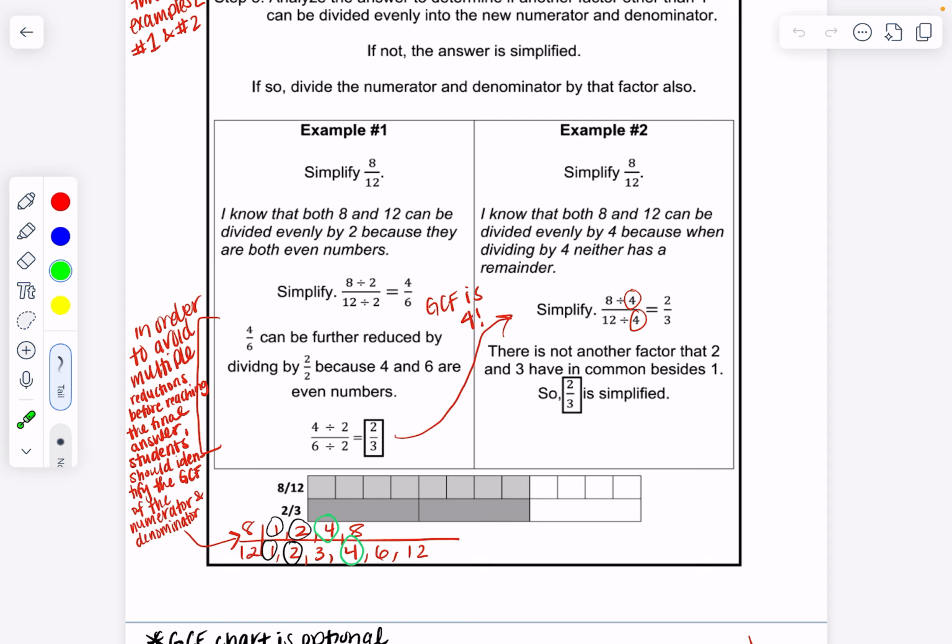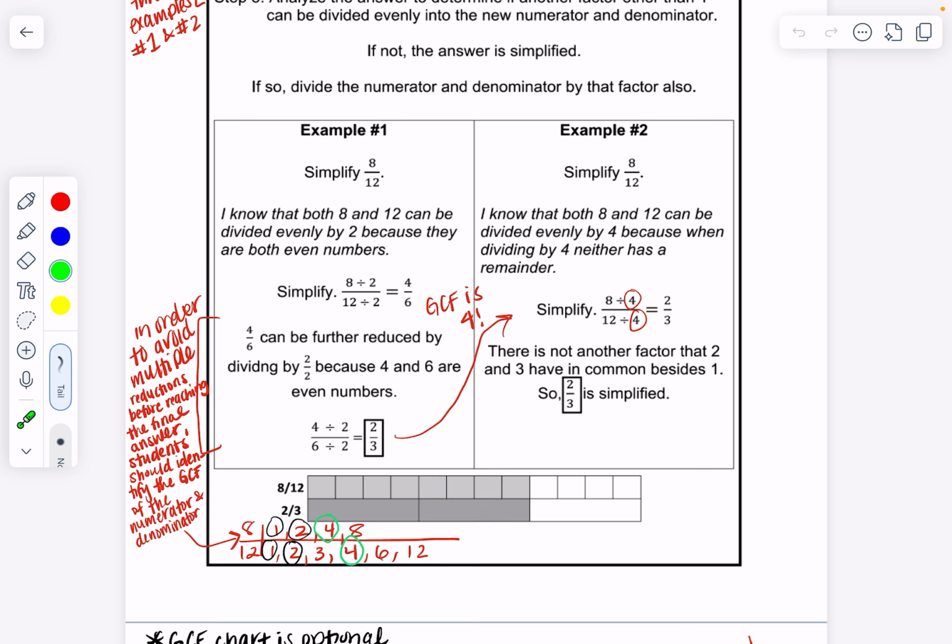factor, right? So if they're being told to simplify 8/12ths, students might say, I know that 2 goes into 8 and I know that 2 goes into 12. So I'm going to divide both my numerator and my denominator by 2, giving me 4/6. Now, 8/12, based on yesterday's lesson, is equivalent to 4/6. However, this is not a simplified fraction, right?